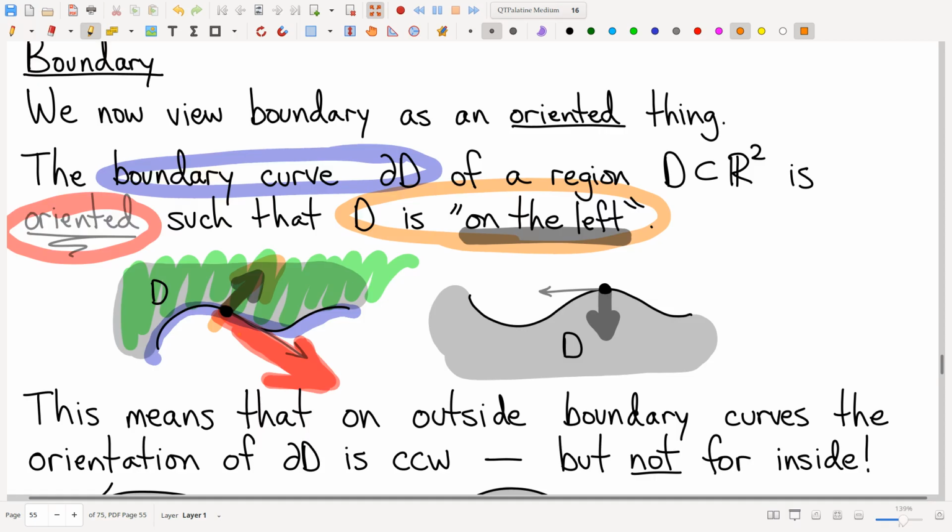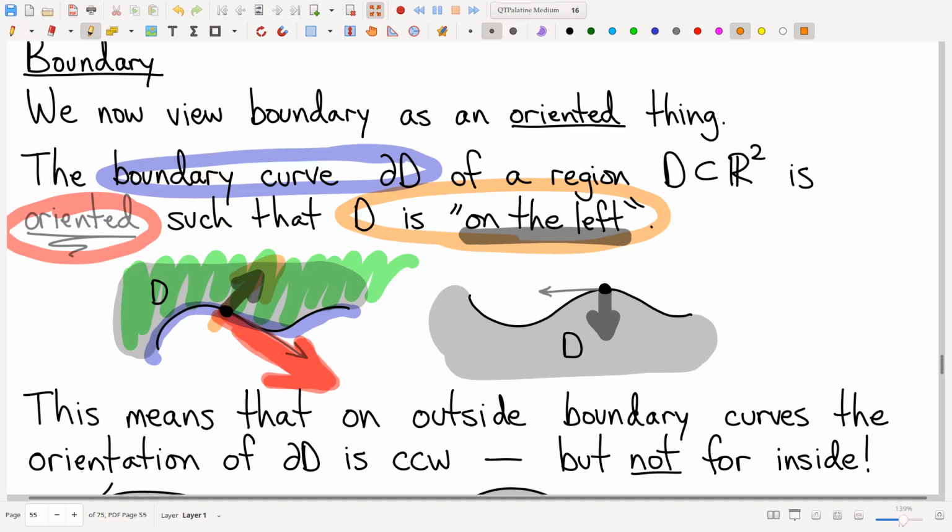Now, you have to use your imagination here. Imagine we've got this green region, let's say a grassy field, a nice little meadow or something, and there's a little walking path in blue going around the meadow. If I walk this way, as indicated, notice the meadow is on my left.